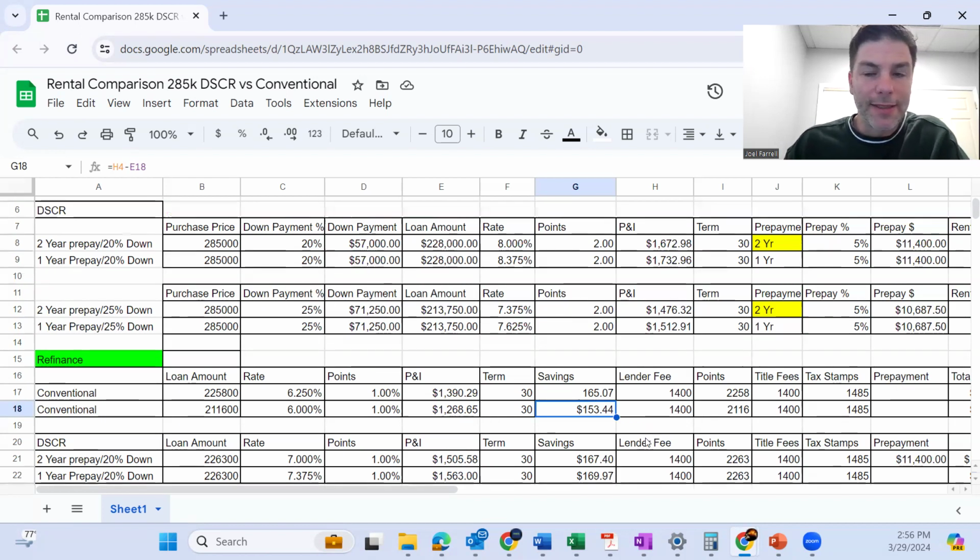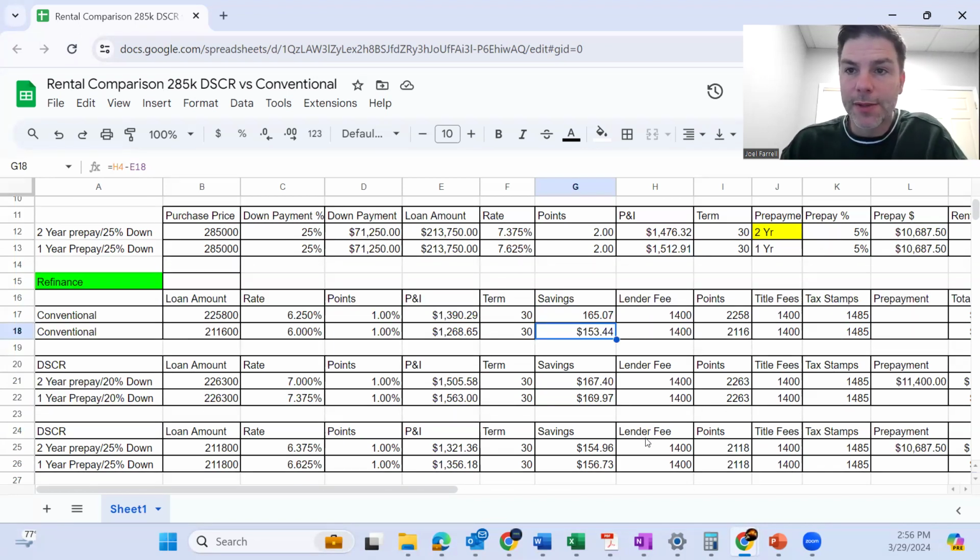And so the DSCR loan, again, is going to be on someone's LLC, not on their personal profile. Conventional is on their personal profile. You're going to verify things on their full debt to income ratio guidelines.